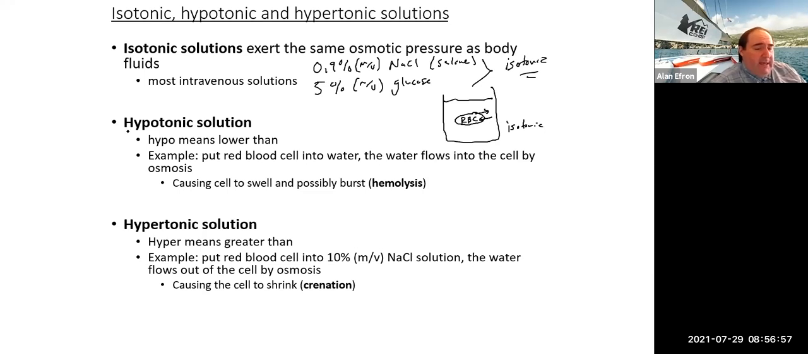Now, if we were to look at a hypotonic solution, hypo means lower than. So this is a solution that is lower in concentration than, say, the red blood cell. So for example, if we take our same red blood cell and put it into a hypotonic solution, what's going to happen is inside the cell is actually more concentrated than the outside where the solution is. And remember that osmosis is the flow from lower concentration to higher concentration.